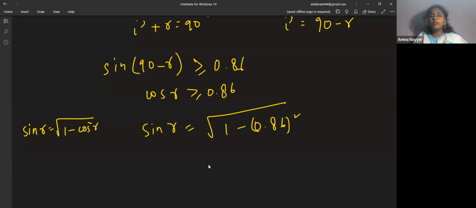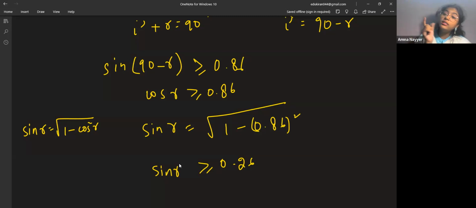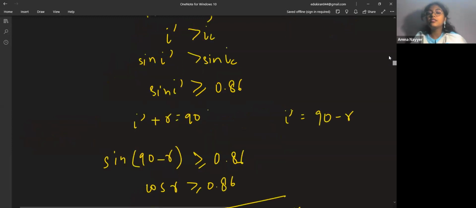See, when you solve this, this will be equal to 0.26. Sine r is greater than or equal to 0.26. We'll take the minimum value that is equal to. It can be greater because the range is given. Already the question is hinting you have to tell the range. You can write it greater, right? Now you have sine r. So sine i, class, application of Snell's law.